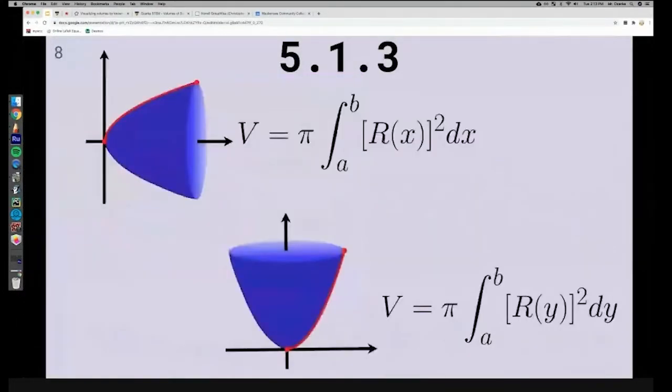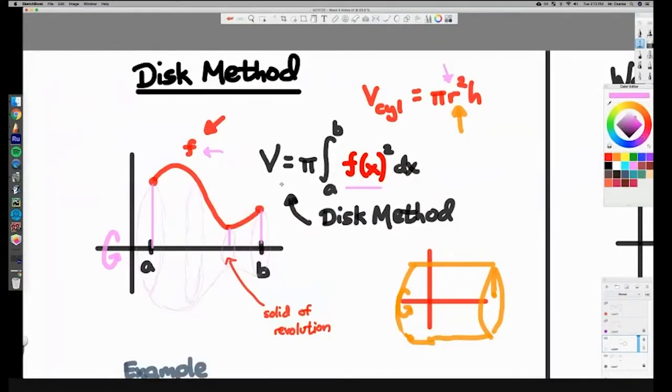I have r of x right here. It's the same thing as f of x. It's this red function here. So whatever function is there. But again, I just wanted to show you both just in case you look somewhere else and you're going, why is he using r? My teacher's using f. It's the same thing. It defines what the radius is.